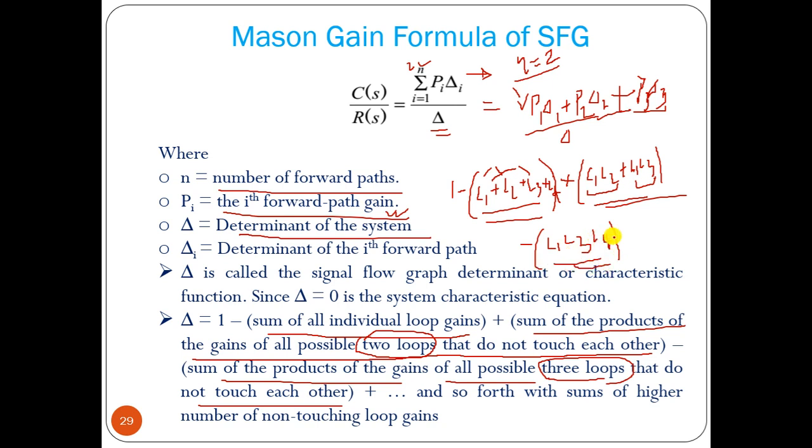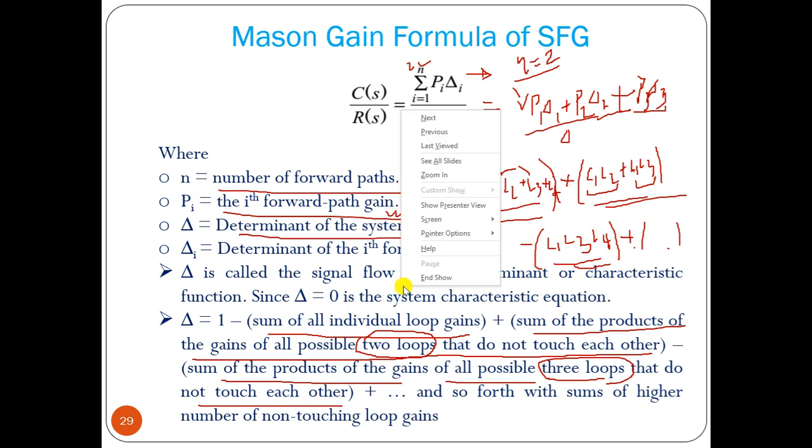If you have any others, you have to add plus 4 non-touching loops, minus 5 non-touching loops, and proceed that way. So 1 minus all loop gains plus 2 non-touching loop gains minus 3 non-touching loop gains plus 4 non-touching loop gains, that way you have to go. That is the value of delta.